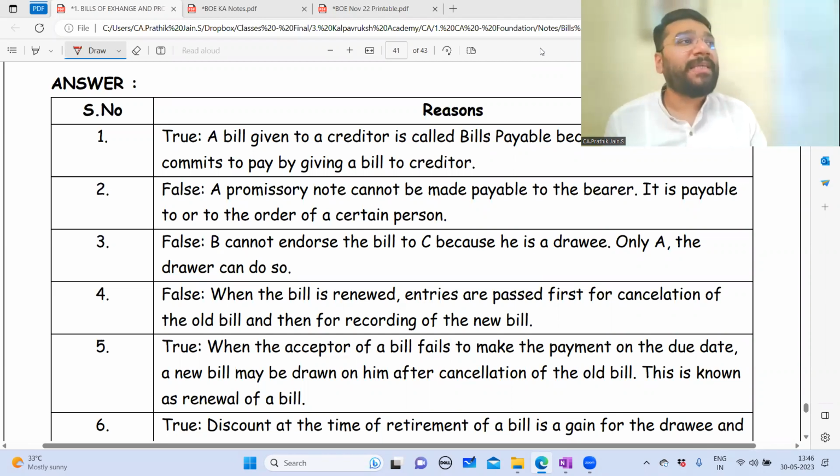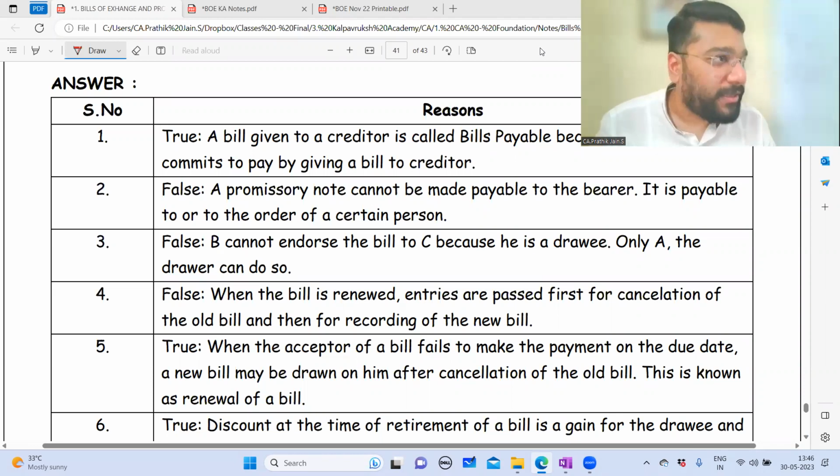Perfect. Thursday, instead of maths class, I'm planning economics class. Tomorrow, no class. Directly, we have Thursday economics class.